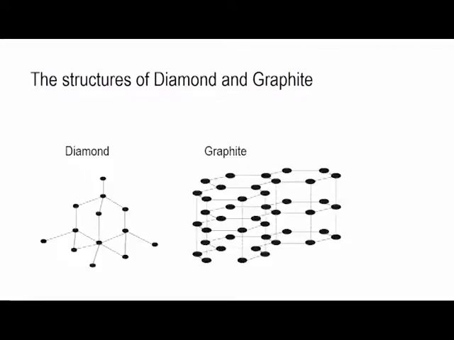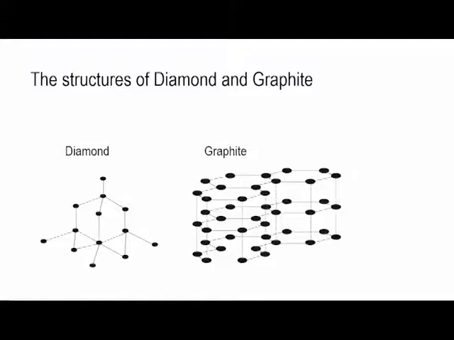Let's look at the structure of each. From the structure of each, be it diamond or graphite, students should be able to describe the difference in bonding, and then from the structure they should also be able to come up with the properties of diamond and graphite as well as the uses related to these properties. The black dots that we are seeing in both diamond and graphite represent carbon atoms.